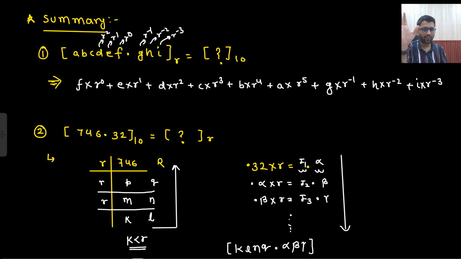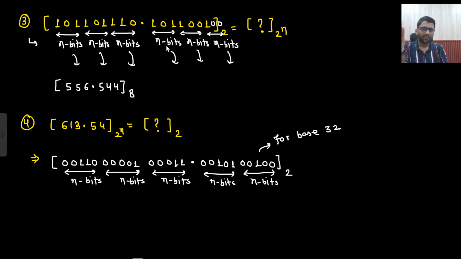So only these 4 methods we have studied. Any number to decimal, any decimal to any number. With this you can change anything, and from 2 to 2 to the power n, and from 2 to the power n to 2. Now you will be able to convert any number to any base.